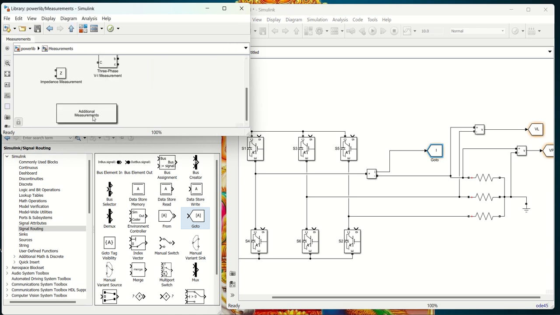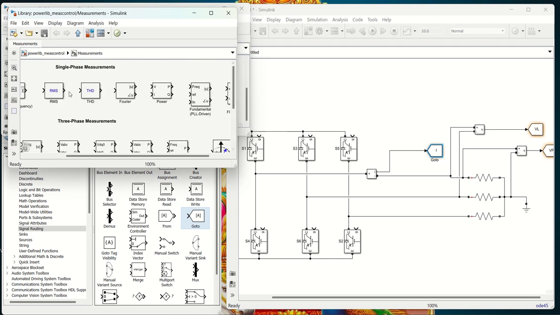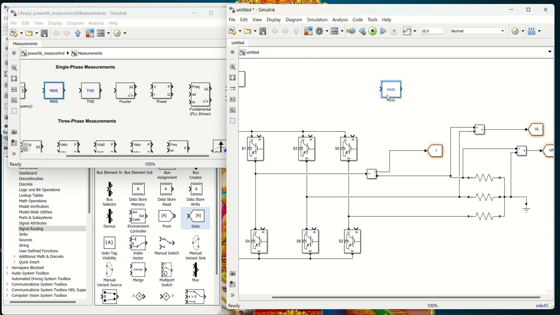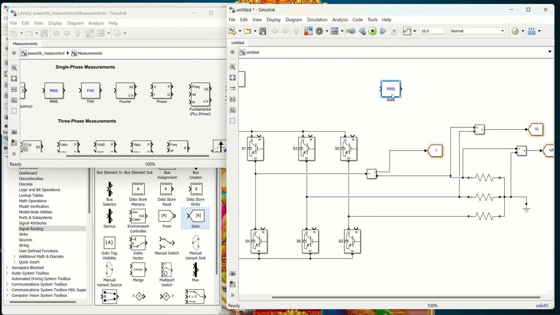In the measurement block, under additional measurements, you can see RMS. Drag it and click on it. By default the frequency will be 60. You convert it to 50, and since it is a current, we maintain the minimum at 10. Apply.